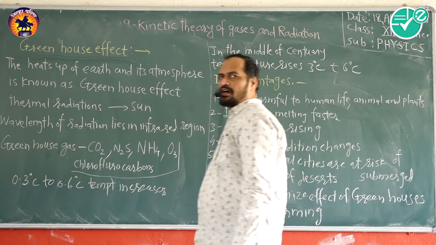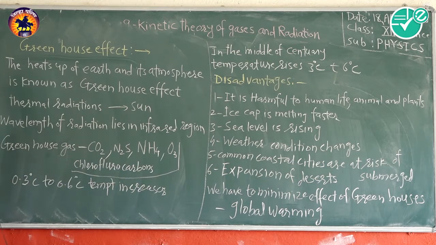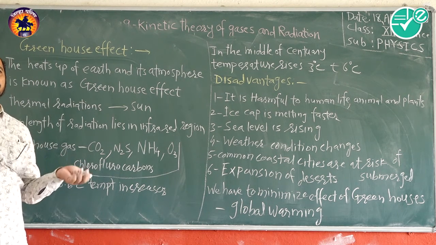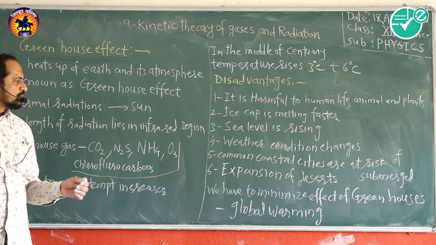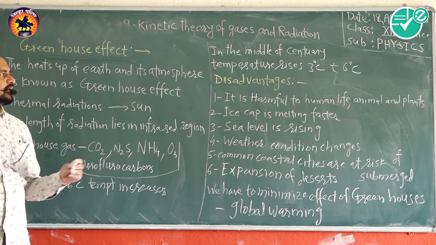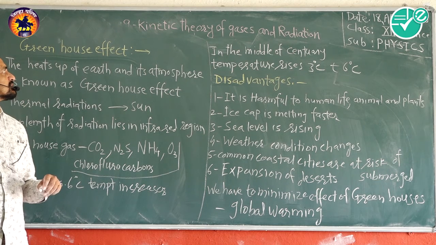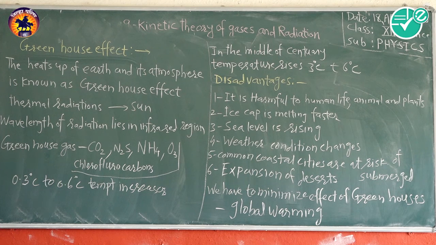So that is about the greenhouse effect, where due to the sun's energy, thermal radiations are incident on the earth's surface, and the earth's surface and atmosphere heat up, and due to that our atmosphere is changing, and it is very troublesome for our life and pollution. So we have to take some efforts, and we have to minimize this greenhouse effect.